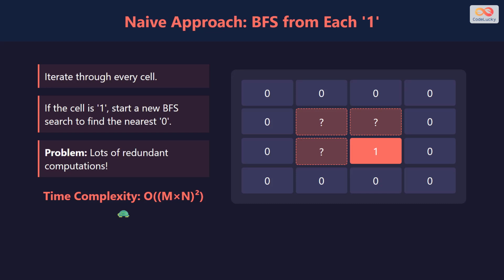A common first thought is to iterate through every cell. If we find a 1, we could launch a breadth first search from that cell to find the nearest 0. However, this is very inefficient. If we have many 1s, we end up repeating the same search calculations over and over. The time complexity becomes O of (m times n) all squared, which is too slow for large matrices.